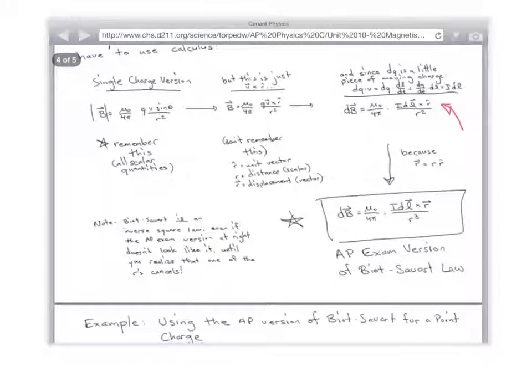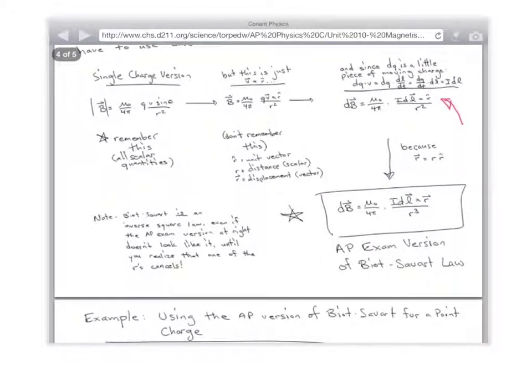All right, so here's the version that is on the AP exam. They do I dl cross R over R cubed. Why is it over R cubed here? I mean, isn't it supposed to be over R squared?